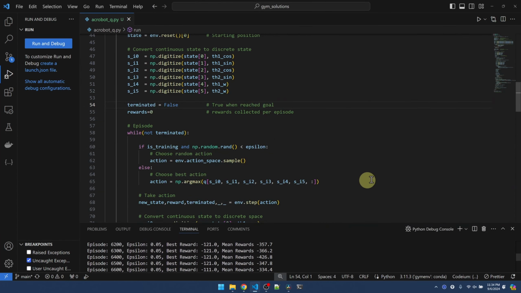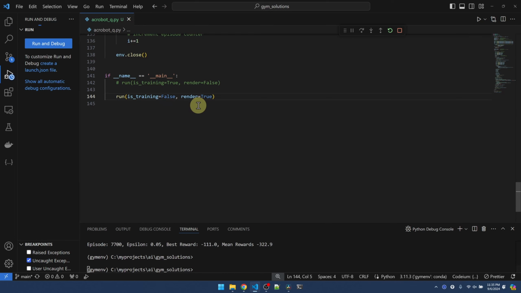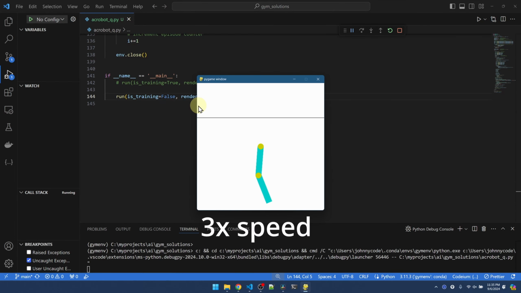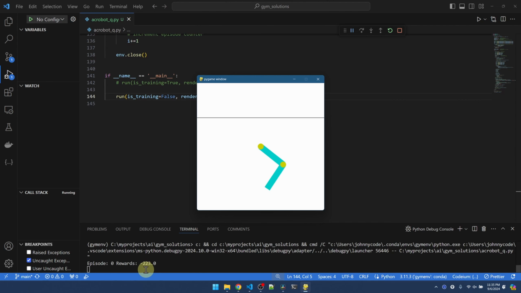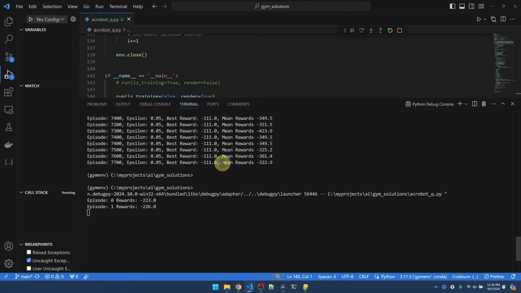Let's run it in test mode so we can visualize and see it in action. I'm gonna comment this out and uncomment this. I'm gonna set training to false and rendering to true. Hitting F5. Okay, that took 223 actions. Going back up to the log here, of course, on average, we're still requiring 322 steps to reach the goal.